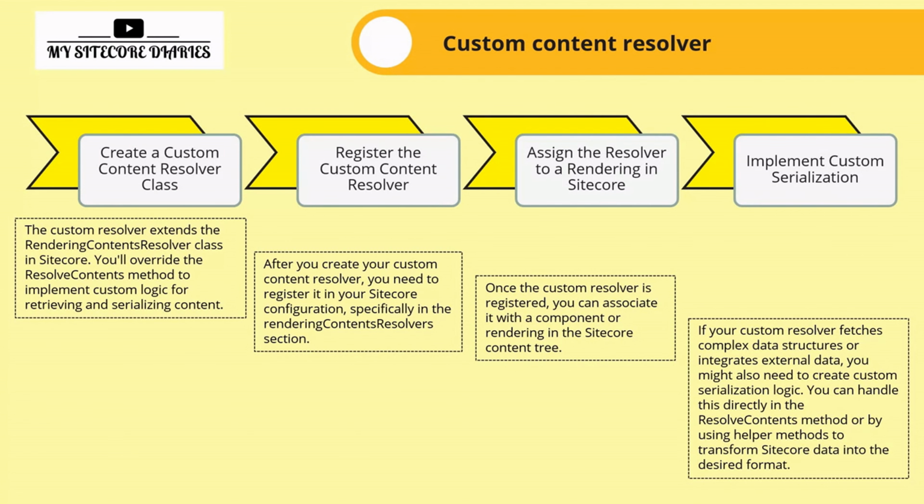So in 4 steps, you can create your custom content resolver. The first step is creating that CS file and overriding that resolve content method. Second one is create a resolver item and register your code with that item. Third one is assign that resolver to a rendering. And the final step, you can check your implemented custom serialization data.